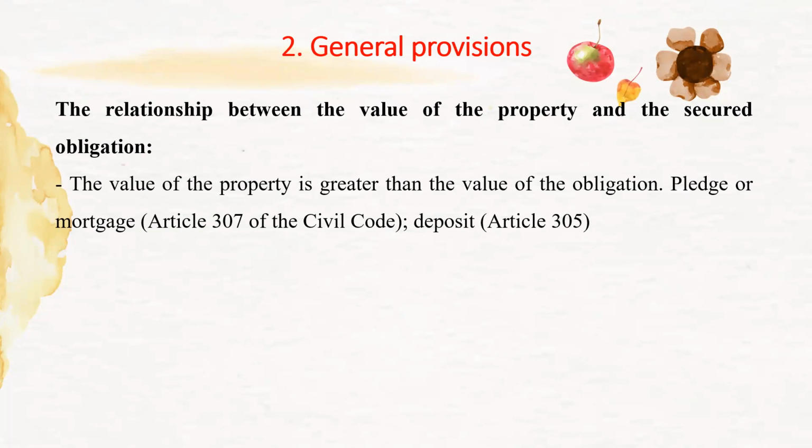Relationship between the value of property and the secured obligation. The value of property is greater than the value of obligation, pledge or mortgage, Article 307 of the Civil Code, deposit, Article 305.